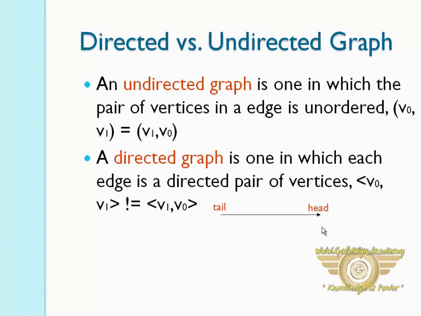Directed versus undirected graph. An undirected graph is one in which the pair of vertices in an edge is unordered, that is (V0, V1) = (V1, V0). A directed graph is one in which each edge is a directed pair of vertices, <V0, V1> is not equal to <V1, V0>. It has a tail and a head.